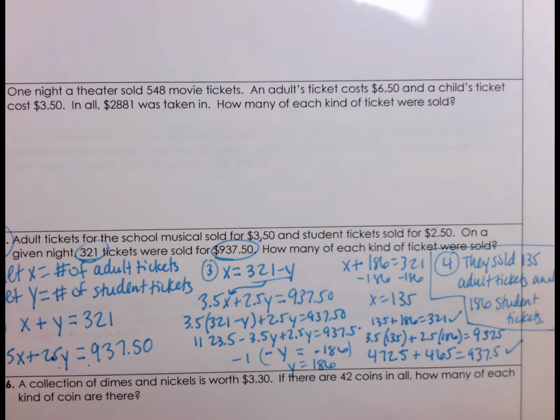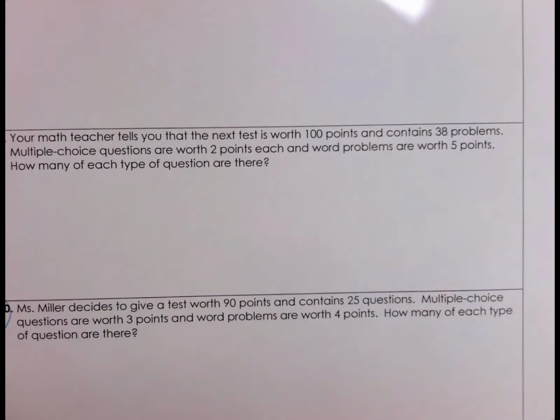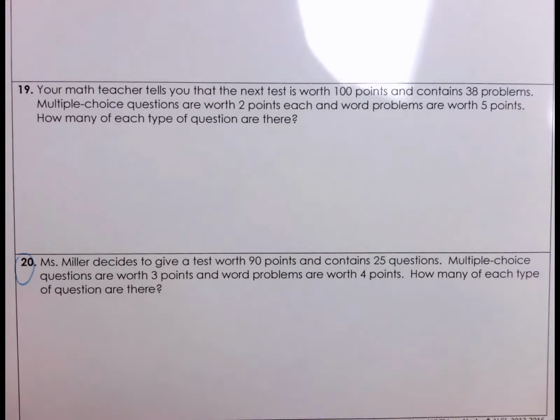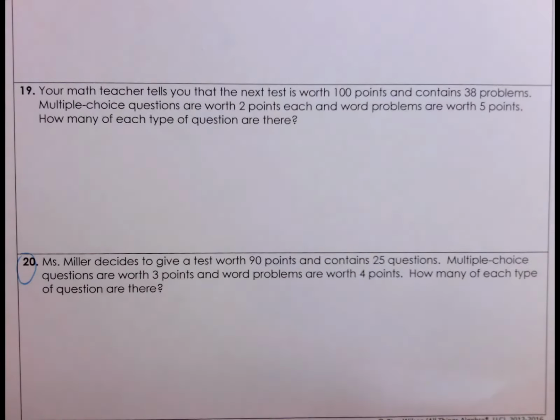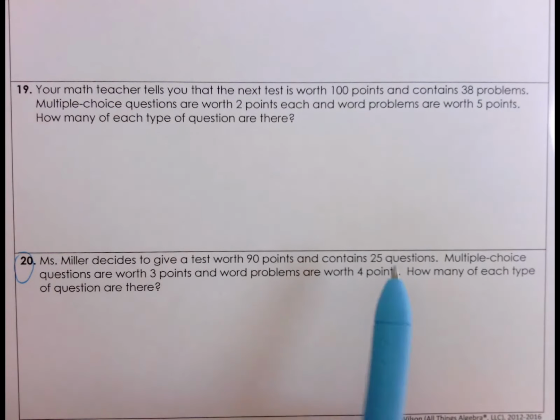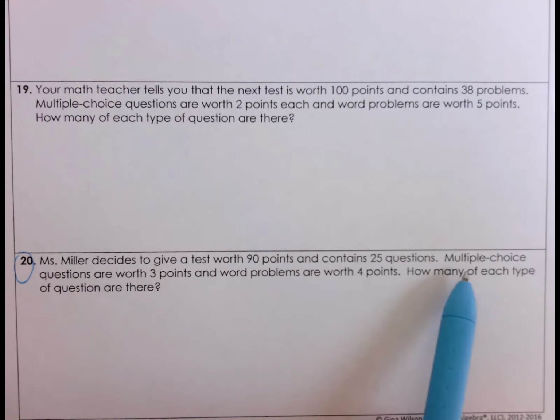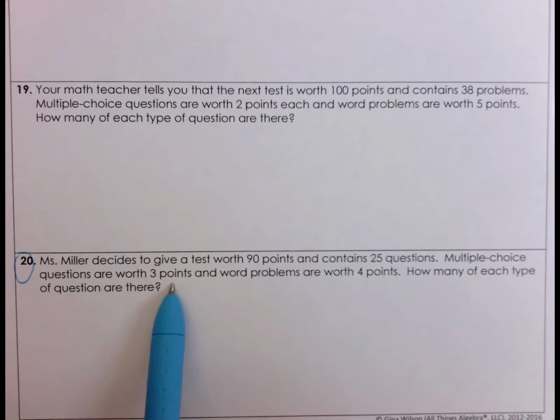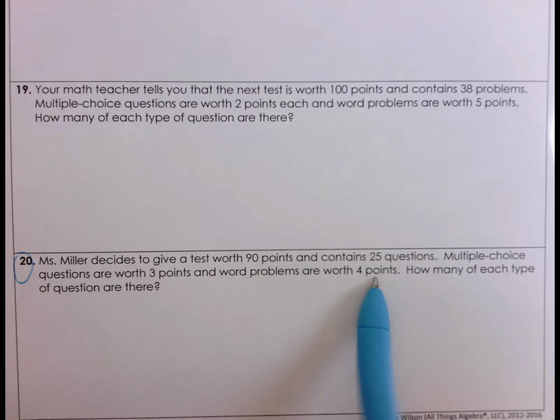Awesome. All right, so we're going to do one more example. We're actually going to do number 20, okay? And then you'll be responsible for the others that are in between. So number 20, Miss Miller decides to give a test worth 90 points and contains 25 questions. Multiple choice questions are worth 3 points and word problems are worth 4 points. And how many of each type of question are there?